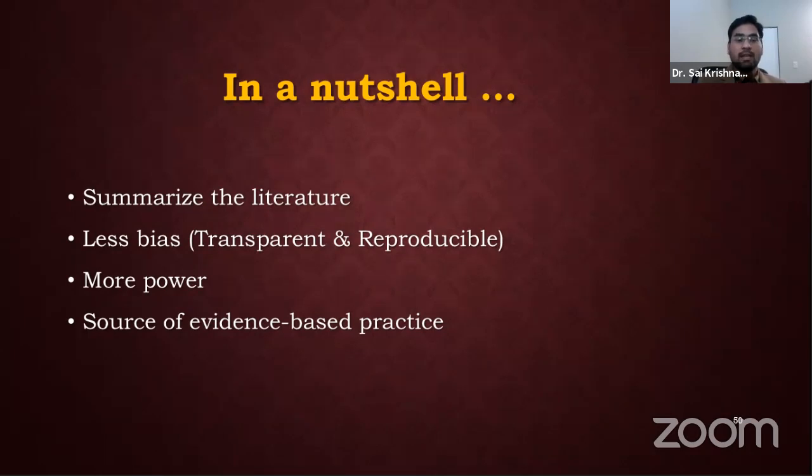Doing it this way, the quality of the evidence is improved with less bias, meaning the entire process of a systematic review is transparent and reproducible, which I have explained earlier. Thus, maintaining the quality and standards against bias gives more power to systematic reviews, meaning we can rely more on their findings. And thus, they can act as evidence-based practice to bring about changes in healthcare decisions.